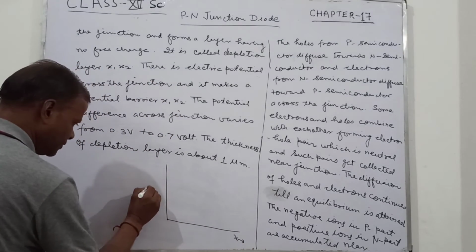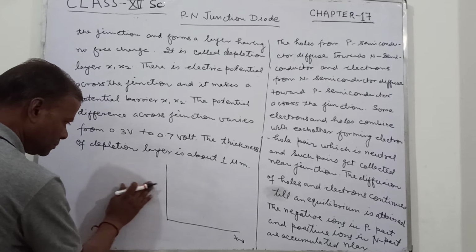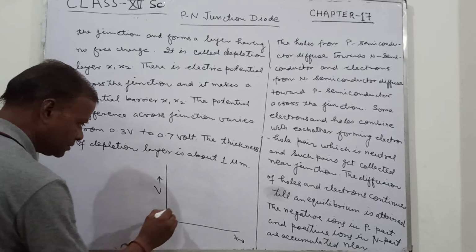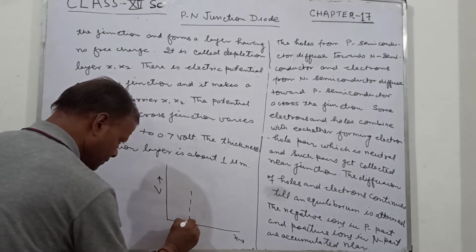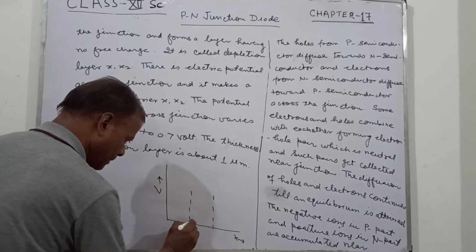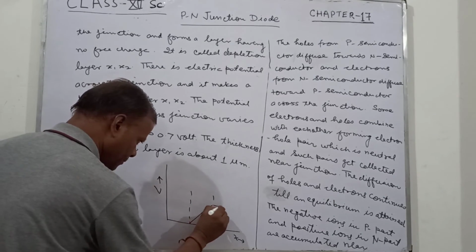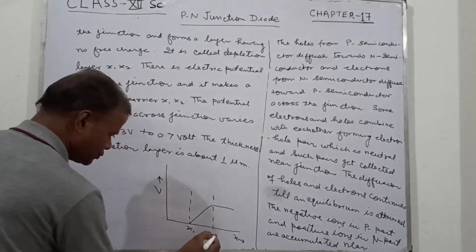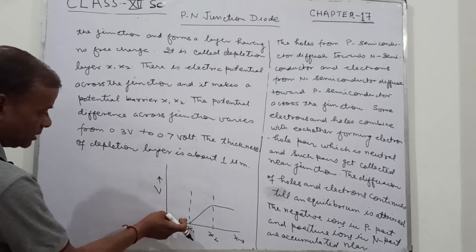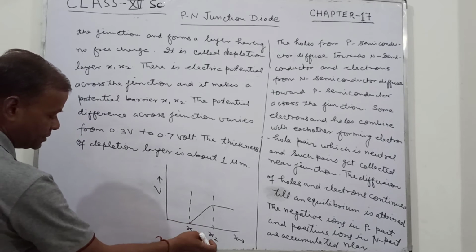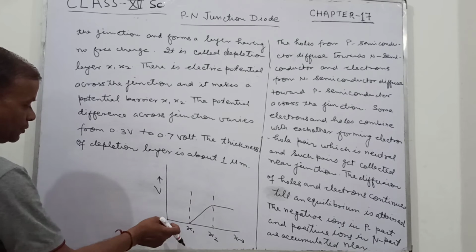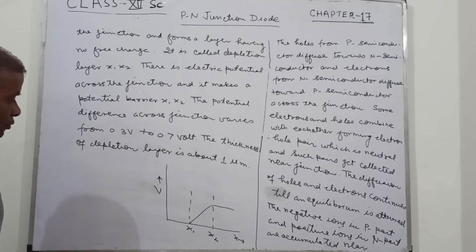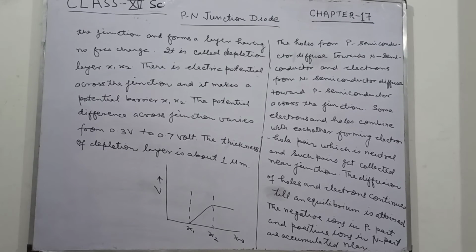And then you can have that, suppose we take this as your X, and here we have the potential V on this side, then this is now X1 and this is X2. So the potential difference across this X1 X2 is from 0.3 volt to 0.7 volt. So it varies like this.